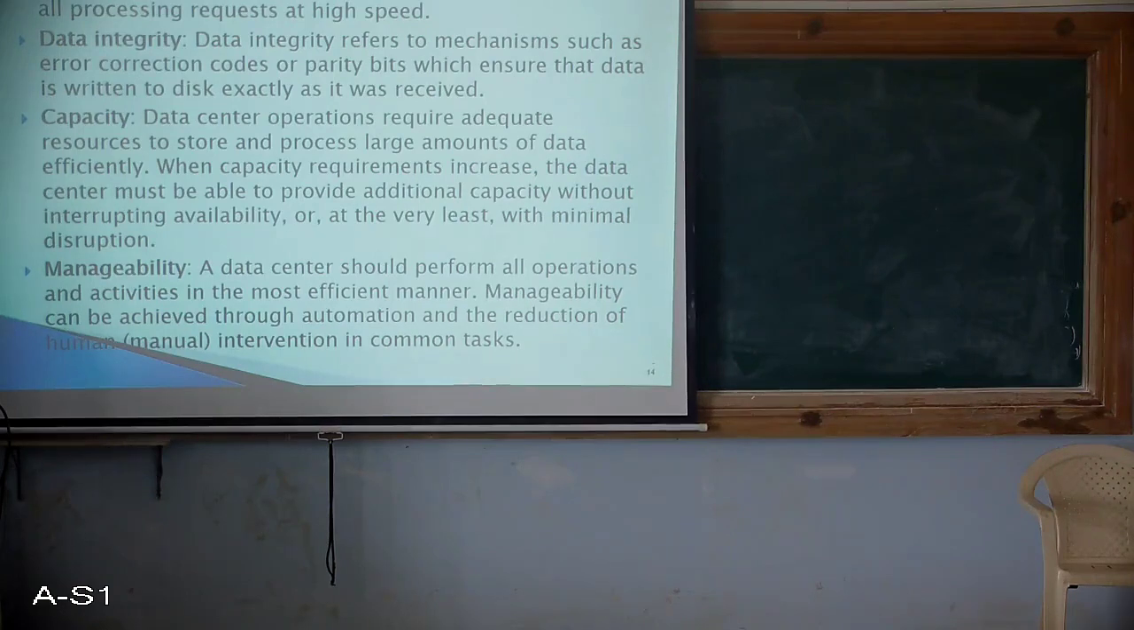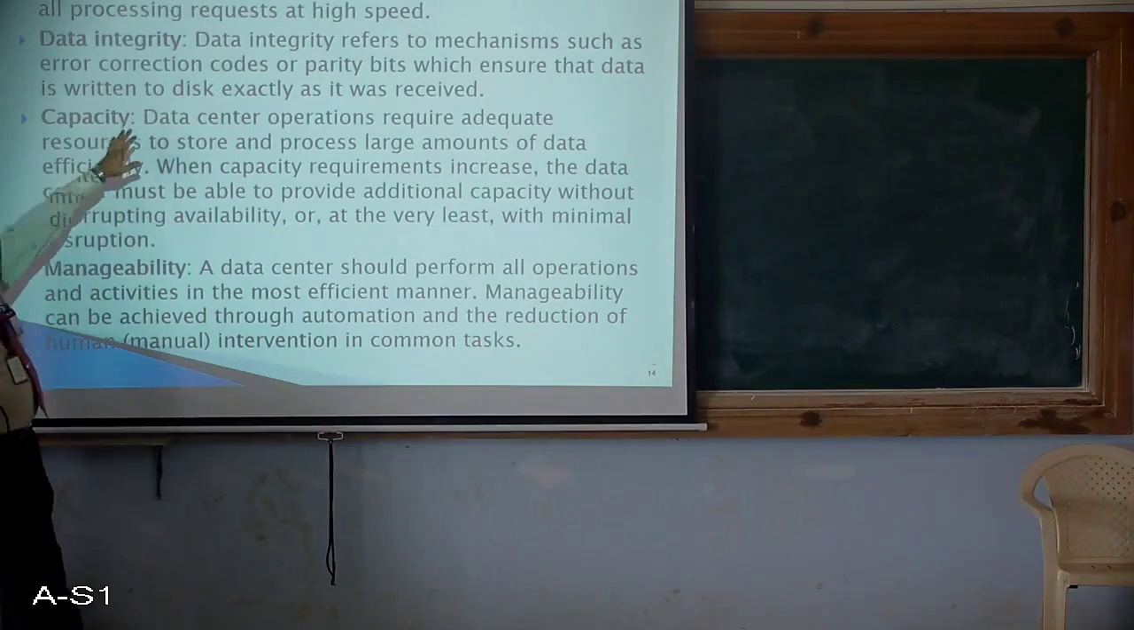So continuing with this, the next one is data integrity. Data integrity defines mechanisms such as error correction codes or parity bits, which ensure the data is stored and retrieved exactly as it was received. Okay, so integrity of data is very important.